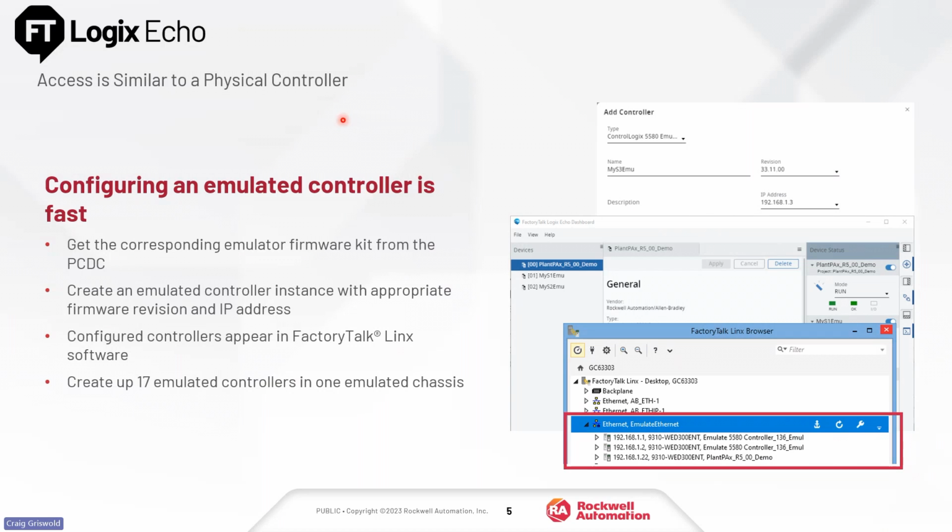So I touched on this a little bit earlier. When you're configuring Echo to emulate your code, you're going to have the emulator firmware kit that's going to get installed just as you installed a piece of software for Echo. You're going to create your controller in the dashboard, assign an IP address, assign the firmware version, and then finally you're going to use Studio 5000. And what you'll see with Echo is this Emulate Ethernet driver that will connect to the different controllers that are in Echo. Again, up to 17.